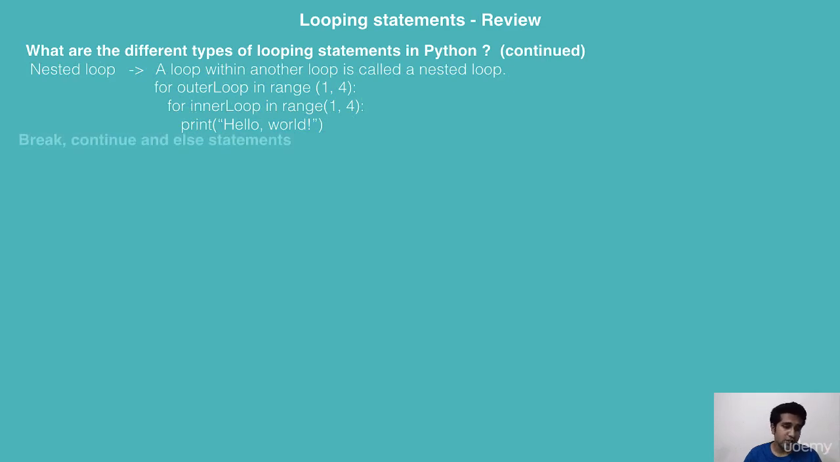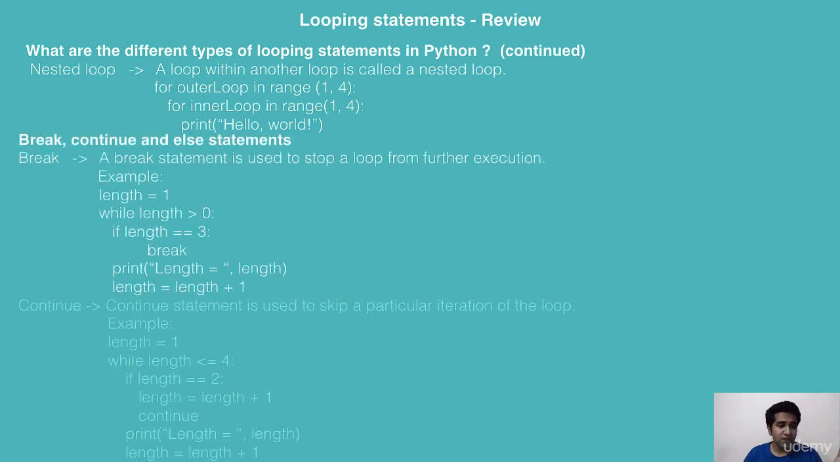Next, what we saw was the break statement. So what is a break statement? A break statement is used to break a loop from further execution when a condition is met. In this example, we check if the length is equal to 3, and if the length is equal to 3, we break the while loop.